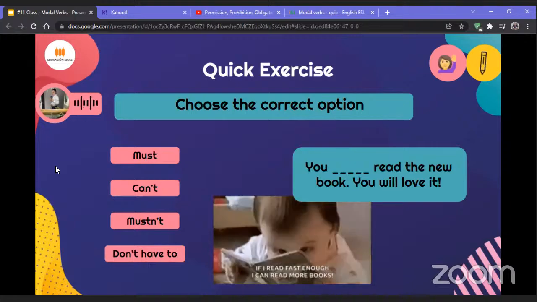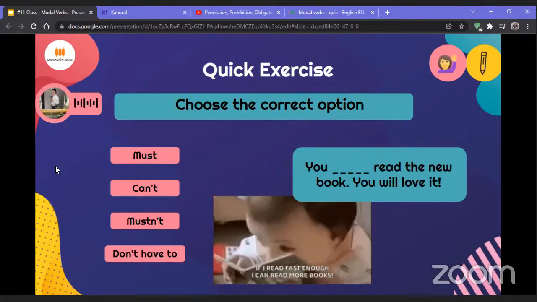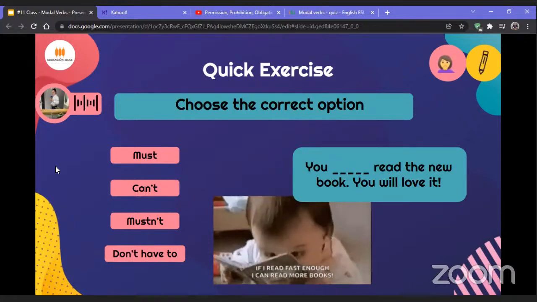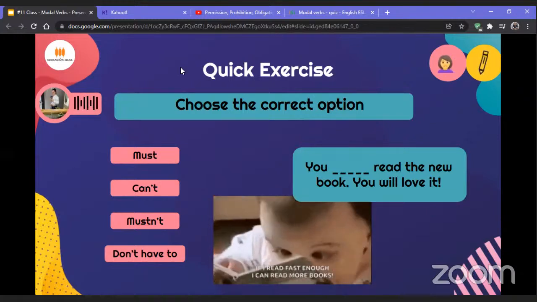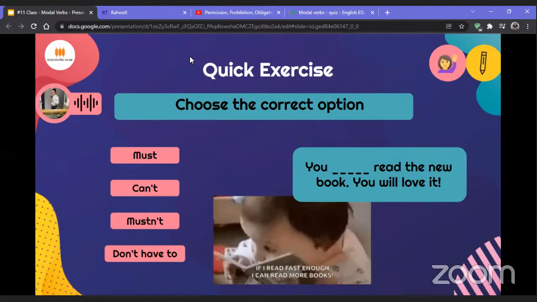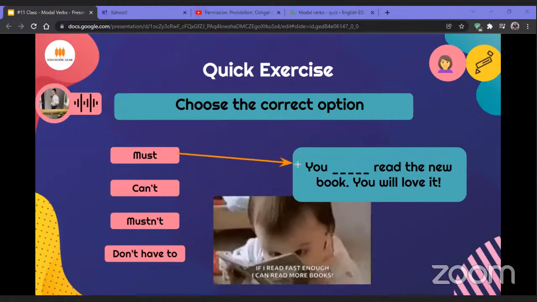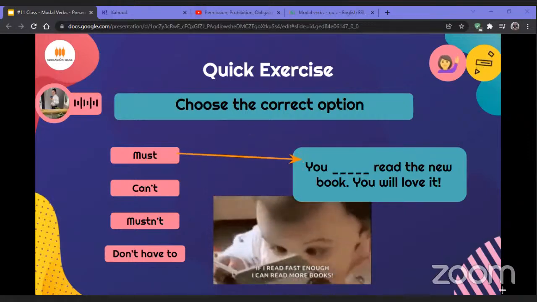You must read the new book. You will love it. Okay, good work. Excellent. You must read the new book. You will love it. It's a little hint.